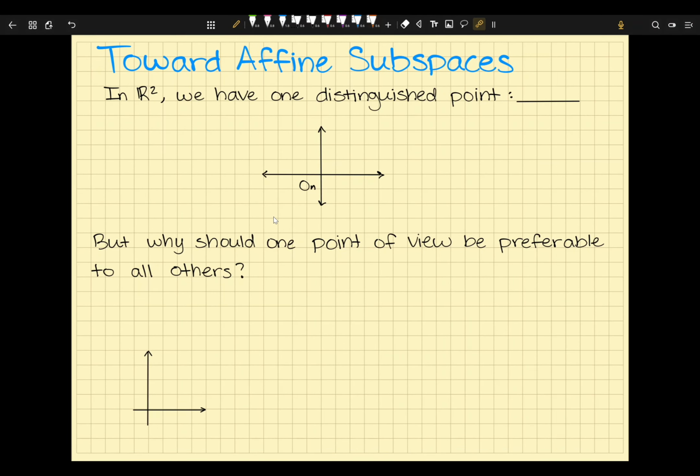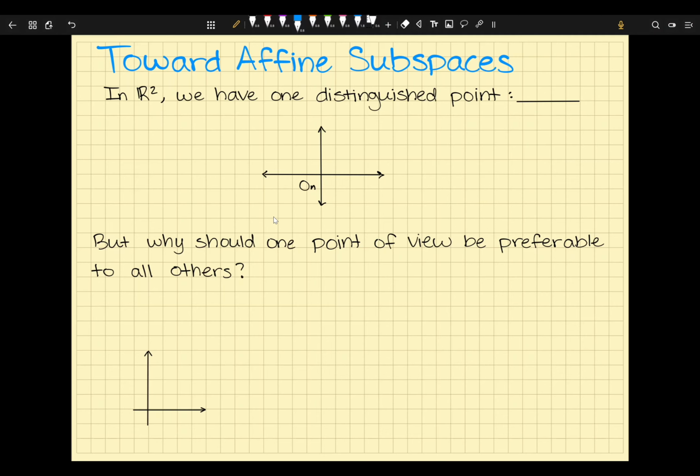On Monday, we talked about one way to motivate affine spaces, and I'm going to introduce you to another one today. They're very similar. In R2, we have one distinguished point, one point that's more special than all of the rest. Can anybody tell me what this point is? I'll give you a hint that it's on your screen.